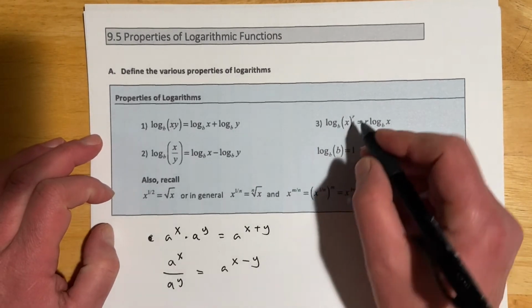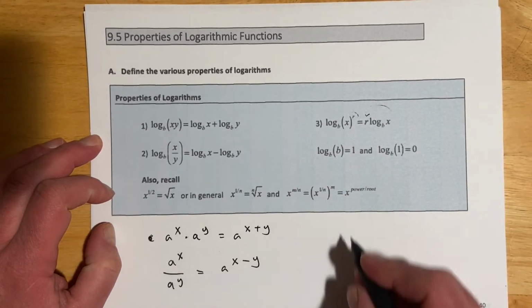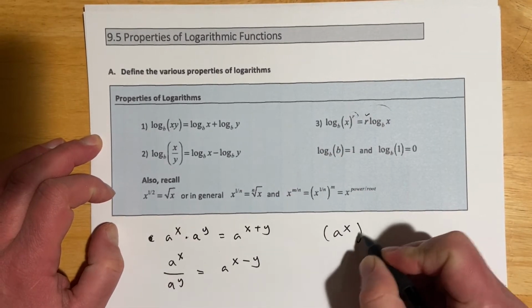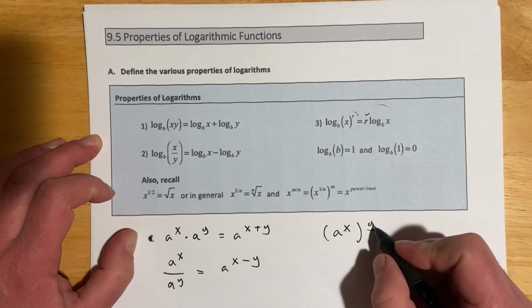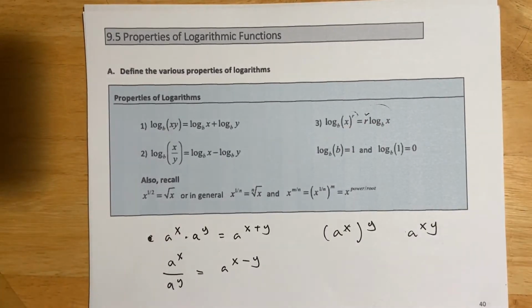And then this third one, this says if we're raising something to a power, we can bring that down front and multiply. And that one is this one, a to the x to the y. When I raise something to a power, then we multiply the exponents. And that's what that's doing.